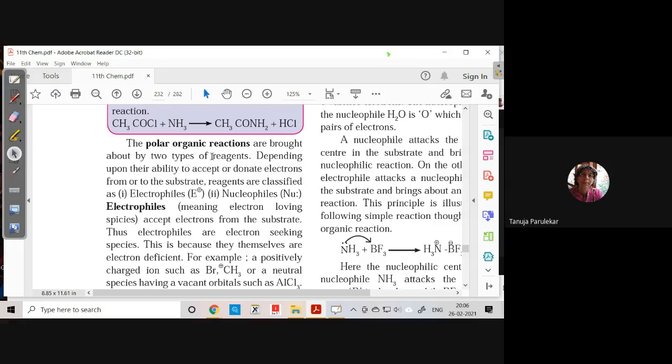Now, polar organic reactions are brought about by two types of reagents. Polar organic means reactions which normally take place in a solution and which result in the formation of charged species. Charged species means your carbocation or carbanion. Depending upon the ability to accept or donate electrons from or to the substrate, reagents are classified as electrophiles and nucleophiles. Now, these reagents are going to come and attack, so it could be an electrophile.